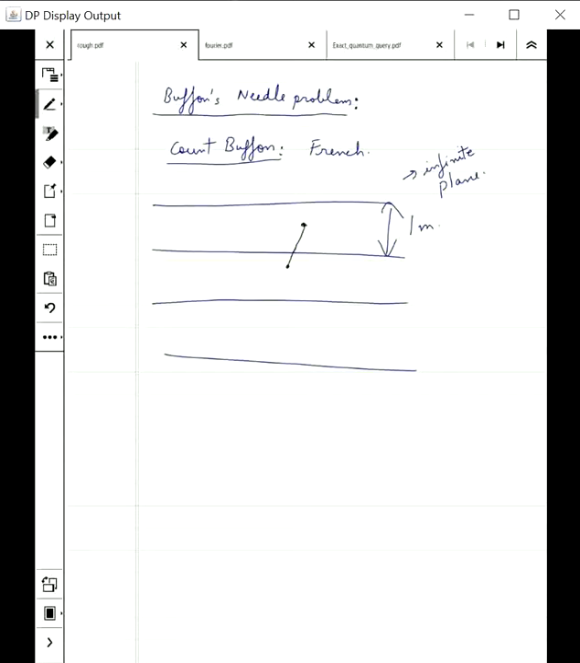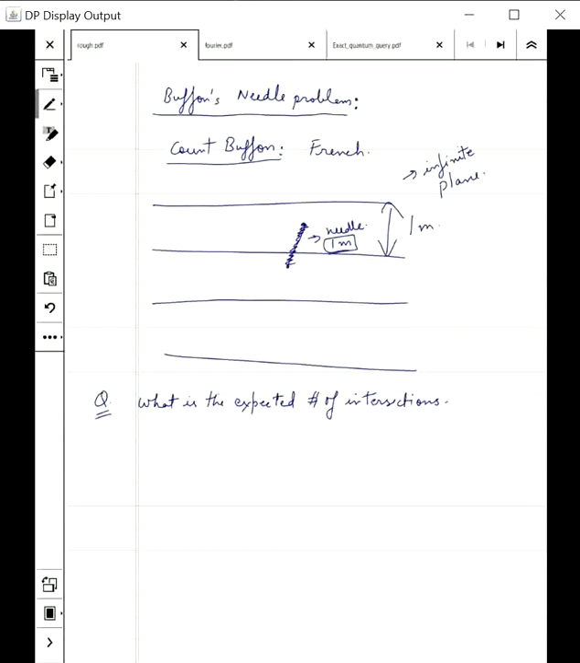Okay, so this is a needle, and the length at this point, let's start with 1 meter. This is the same as the distance between parallel lines. So we drop a needle on this plane, and the question is, what is the expected number of intersections? A nice idea would be to pause the video and see whether you can figure out the solution. As a hint, it's an integration problem, so you can do it. Let me show you the solution now.